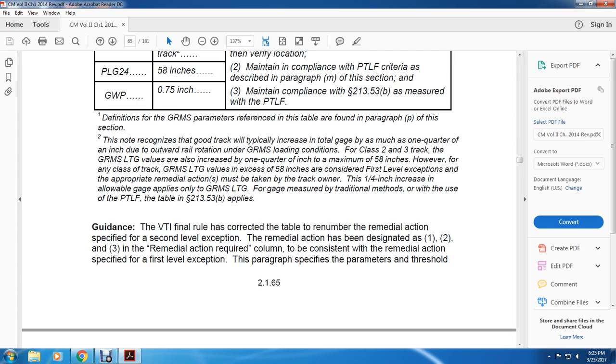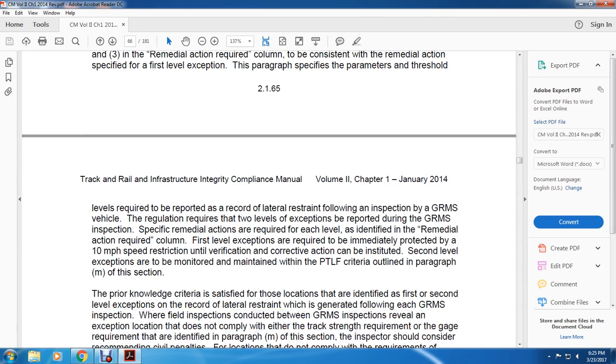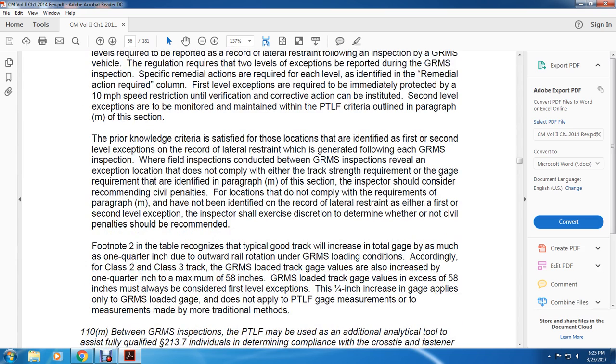The paragraph specifies the parameters and threshold levels required to report the record lateral restraint following the inspection of the gauge resistant measurement system. The regulations require two levels of exception to be reported by the gauge resistant measurement system. Special remedial actions are required for each level, identified in the remedial action required column. The first level exception requires immediate protection with a 10 miles an hour speed restriction until verification and corrective action can be instituted. A second level exception must be monitored and maintained to portable track loading fixture criteria as outlined in paragraph M of this section.